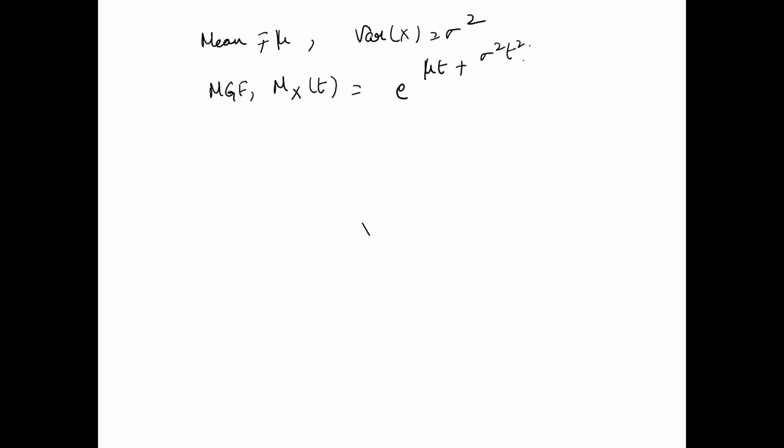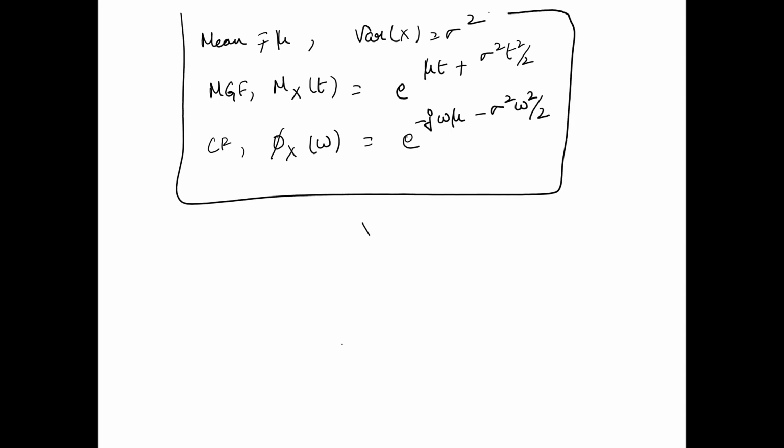So let's summarize what we have found out, and I'm not going to worry about finding the mean values here. Mean is mu, variance is sigma square. The moment generating function for the Gaussian random variable x is e power mu t plus sigma square t square by 2, and the characteristic function is e power j omega mu minus sigma square omega square by 2. So these are the moments, mean and variance, of our Gaussian distribution function.